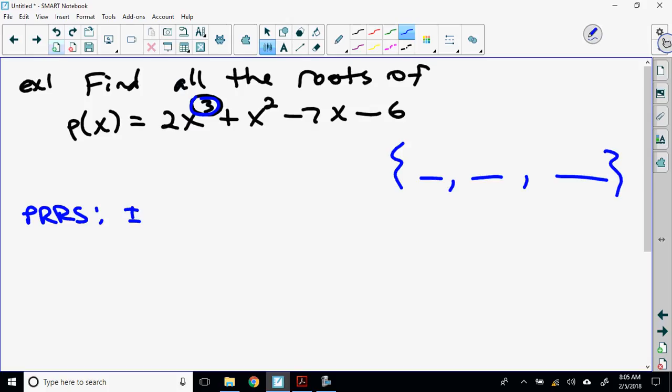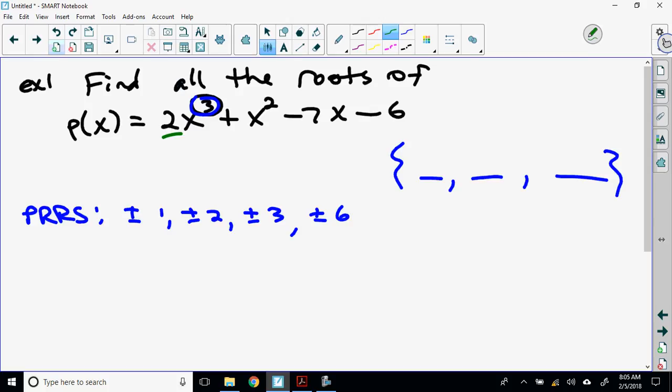So plus or minus 1, plus or minus 2, plus or minus 3, and plus or minus, not 4, 6. So where these are coming from is 6's factors. But our list is going to have a couple more things, isn't it? Because we got to divide by the factors of 2.